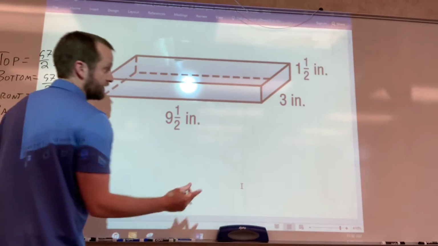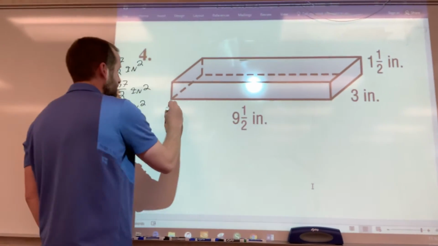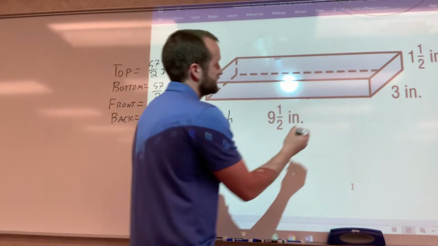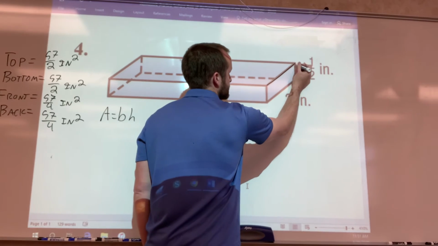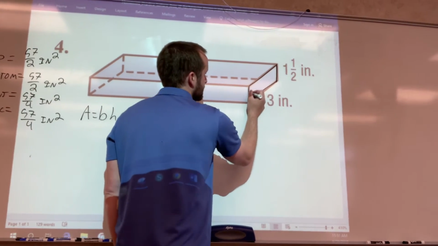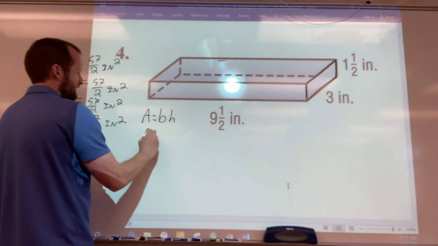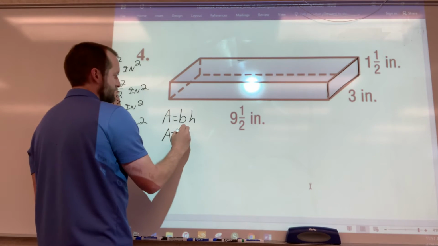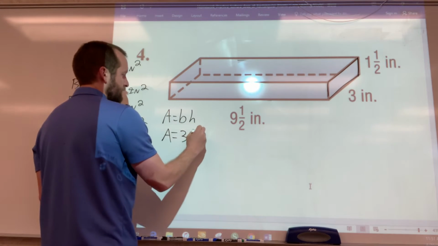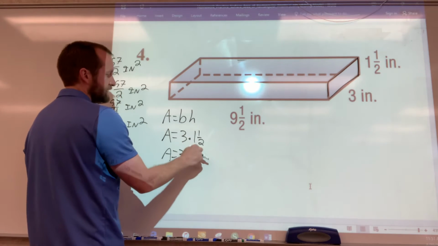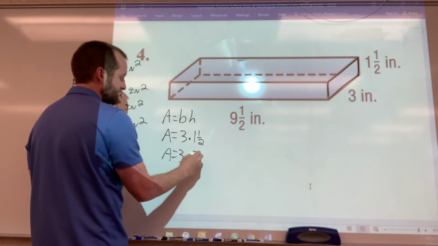Again, it's a parallelogram, right? So the area equals the base times the height. Let's just use this parallelogram because it's close to the numbers. Okay, so this parallelogram has a base of 3 and a height of 1.5. So now to find the area, we're going to do 3 times 1 and 1/2, right? So the area equals 3 times 1 times 2 is 2 plus 1 is 3, 3 halves.